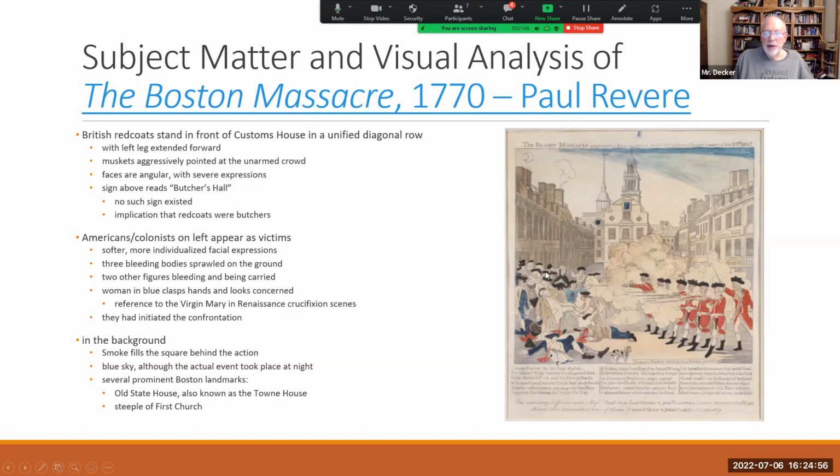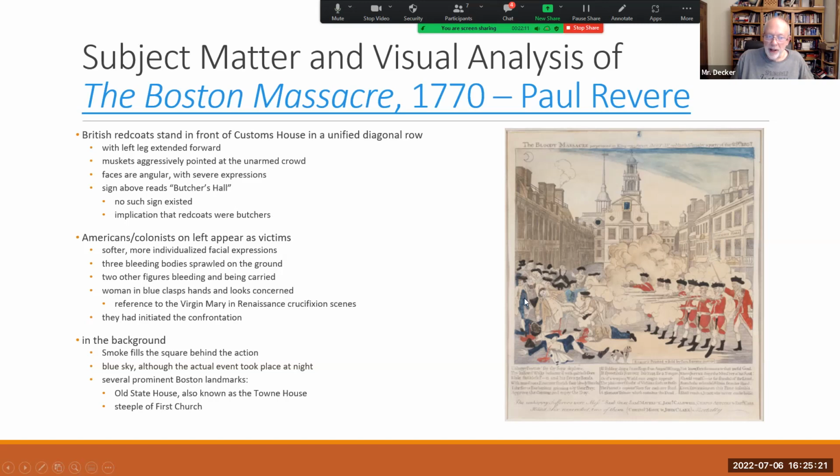Muskets aggressively pointed at the unarmed crowd. Faces are angular with severe expressions. They look mean. Well, this guy looks joyful, and we'll zoom in on different ones. Sign up here says Butcher's Hall. This sign does not exist in the real location, never did. The implication that the redcoats are butchers.